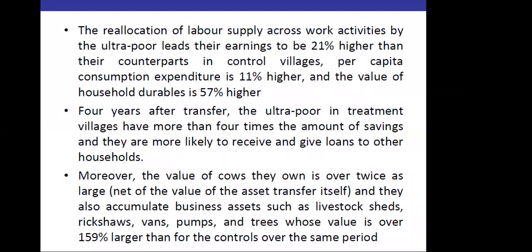Now, one of the interesting things, in fact it's pretty striking, is if you look at this second bullet point: 4 years after the transfer, the ultra poor in treatment villages have more than four times the amount of savings, and they were more likely to receive and give loans to other households. This comparison is with respect to the control group who did not receive the transfer. So among comparable groups, those who got an asset transfer were generating enough income and saving more out of this income. That was nearly four times the amount of savings of the other group, okay?